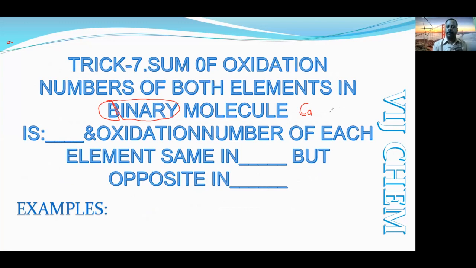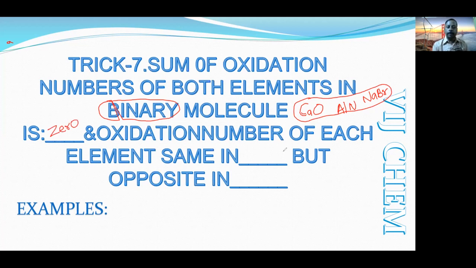Okay, so before proceeding, here are some examples. Calcium oxide, only 2 elements are there. Aluminium nitride, only 2 elements are there. Sodium chloride or sodium bromide, only 2 elements. These are called binary molecules. Okay, so what is the first sentence? Sum of the oxidation numbers of both elements in a binary molecule is 0.